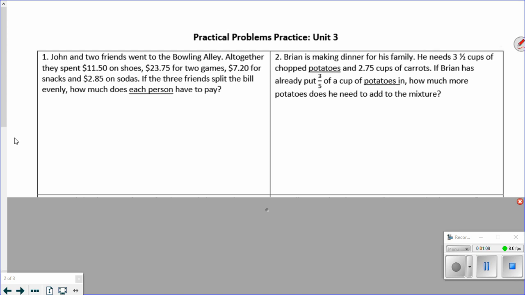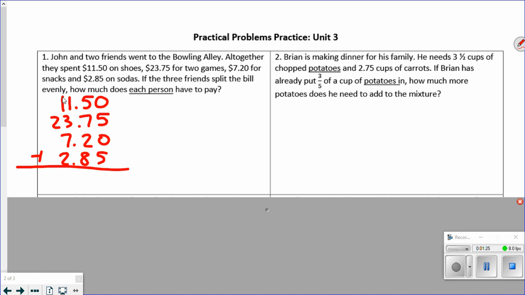Okay, so a few things to note here. We're really just adding up all of those totals first, okay? And we do get to use a calculator now. So we're going to add that up and see what we get. Go ahead and on your own, you can add those numbers up. When I do, we should get $45.30. That's their sum, okay?